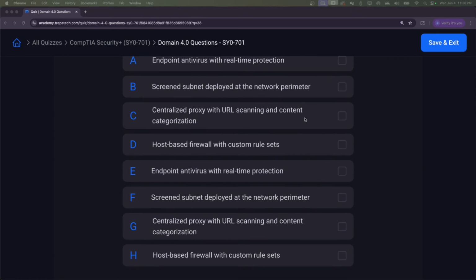This for some reason doubled. Okay, it's sometimes a little bug I have in my system. I just have to go in and edit this again.